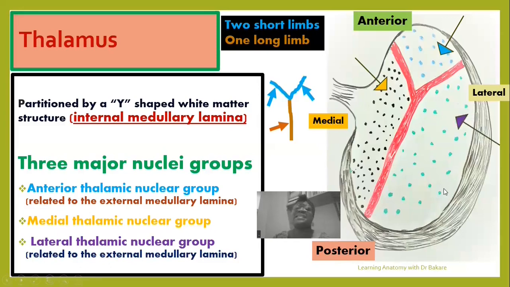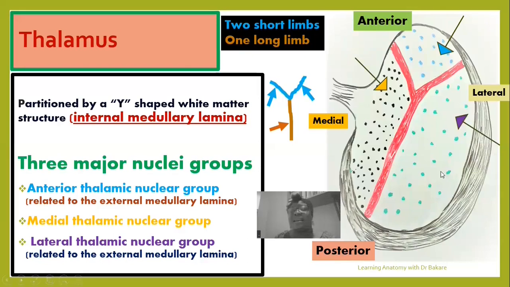So you can see that this nuclear group is so established based on the Y-shaped pattern of the white matter that is seen within the thalamus. And this is referred to as the internal medullary lamina. These three are the chief nuclei of the thalamus. We also have other nuclei that are located around this space, and that will be discussed during the course of this lecture. If you also go further, going through our previous slide, we described the external medullary lamina.